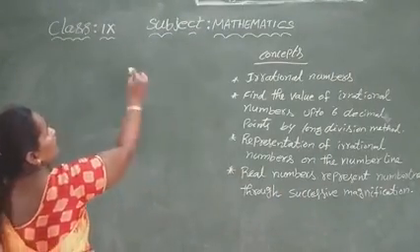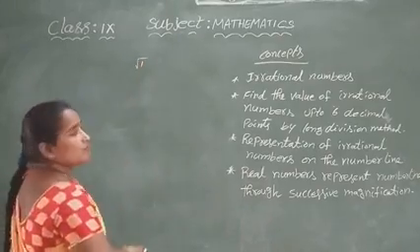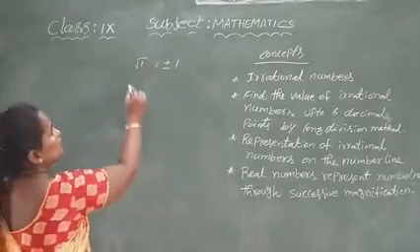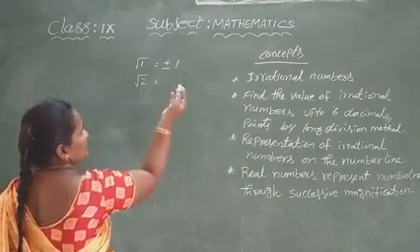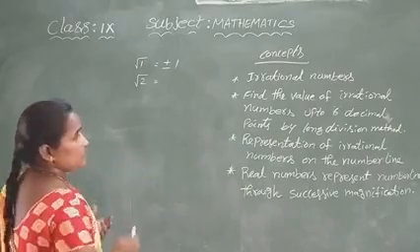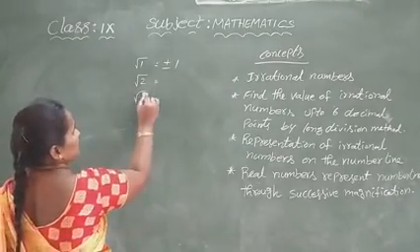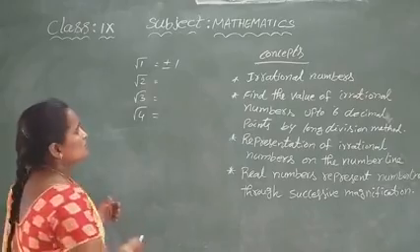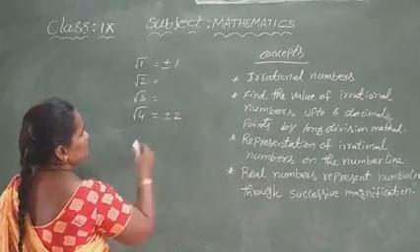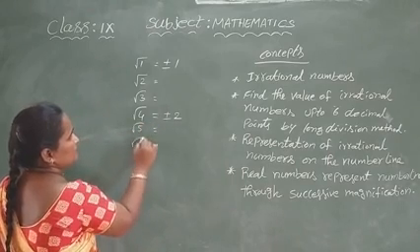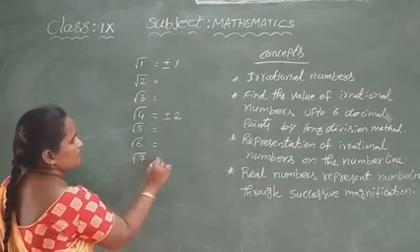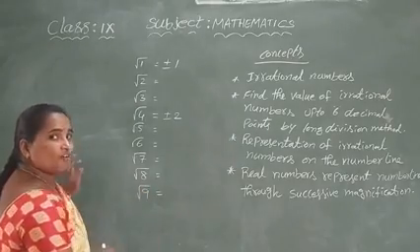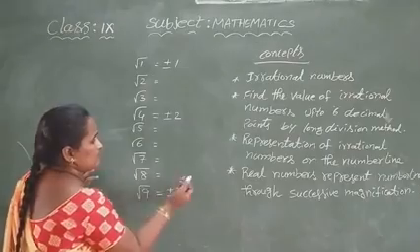For example, root 1. Root 1 value is plus or minus 1. And you take root 2. What is the value? You don't know. That is a non-terminating, non-repeating decimal. Then root 3 and root 4. What is the square root of 4? Square root of 4 is plus or minus 2. And root 5, root 6, root 7, root 8, and root 9. Square root of 9 is plus or minus 3.